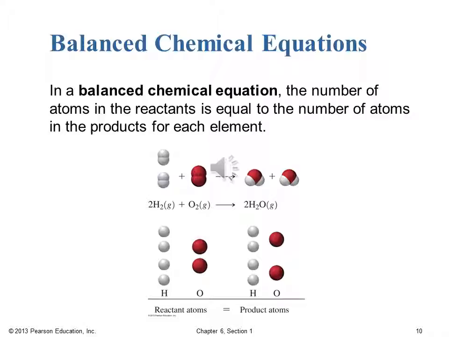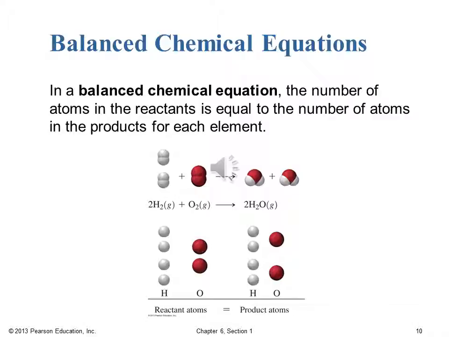As important as the mechanics of writing the chemical equation are to make sure that you get the correct reactants and the correct products, and you have your pluses when you have multiple reactants or products, you have your arrow to separate the reactants from the products, it's also important that you keep in mind these things happen in a certain ratio. We have to have a balanced chemical equation to show the number of atoms in the reactant being equal to the number of atoms in the product for each element.